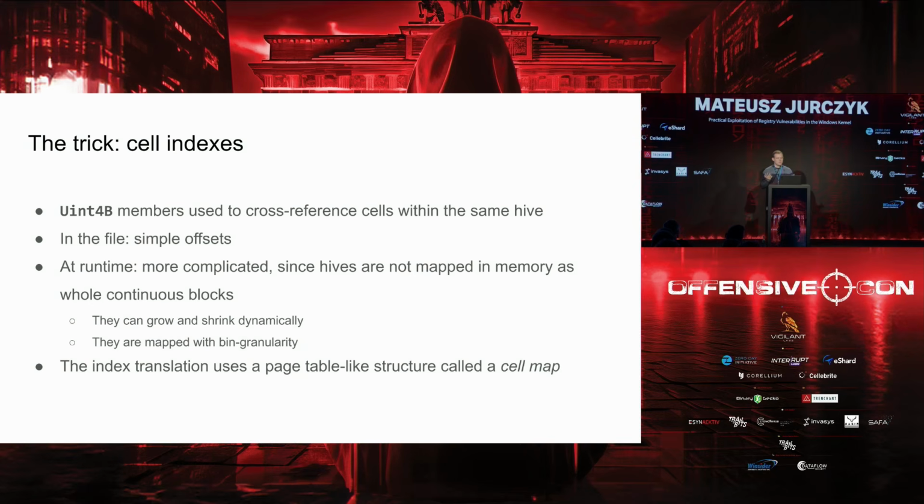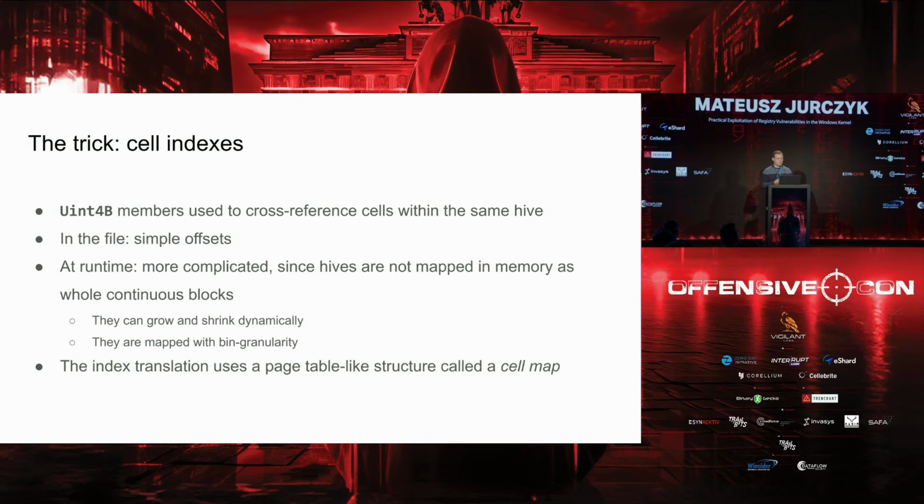In the file, they have a very simple meaning. They are just offsets, but at runtime, it's a little bit more complicated because in memory, the Hive mappings are not just one giant mapping of the whole file. You actually map these Hives on a bin granularity, so that's what the bins are for, in order to have a little bit smaller chunks of these mappings.